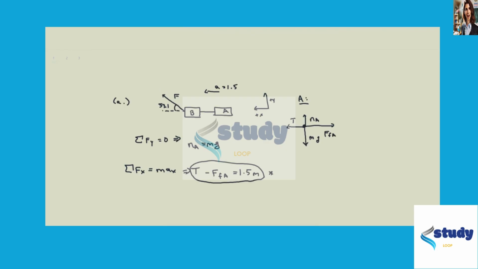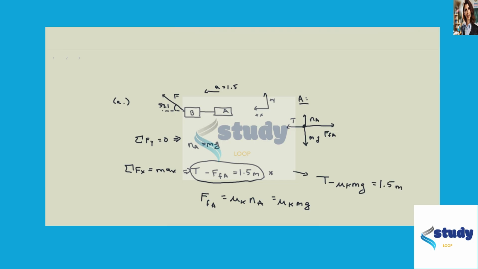For part B, we want to figure out what the mass of block A is. And to do that, we're going to go back to the equation I starred earlier, this one. We just figured out what the tension was. And so now we just plug in what the friction force on A was. Friction force on A is equal to mu K, which is given in the problem, times NA. And we know what NA is by this. We know it's mg. So we know ultimately from this equation that tension minus mu K mg is equal to 1.5 m.